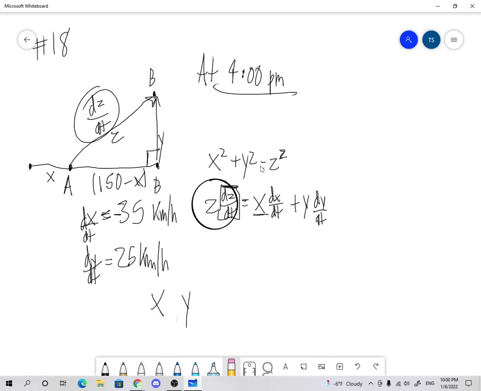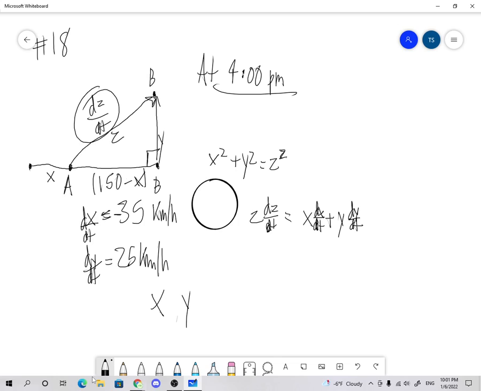Cool. I'm just going to rewrite the equation to the side of that. z dz/dt equals x dx/dt plus y dy/dt. Alright, cool. So we have all this. We need to actually solve for x and y.